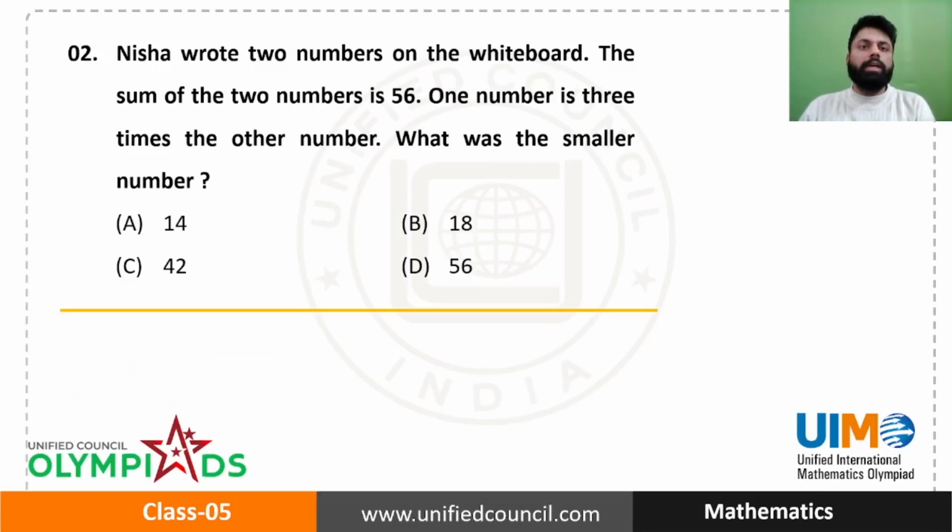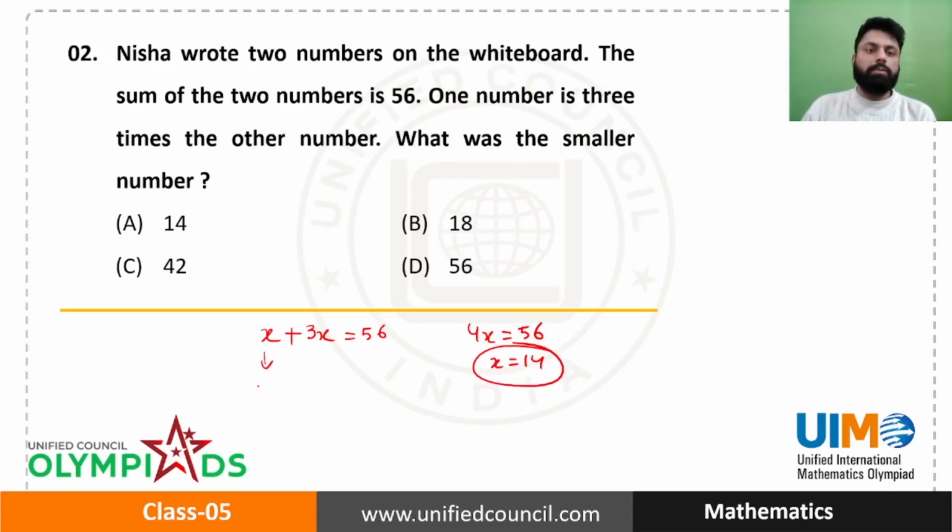Next one. Nisha wrote two numbers on the whiteboard. The sum of these two numbers is 56. One number is 3 times the other one. So if one number is x, another number is 3x, their sum is 56. So this implies 4x is equal to 56 or x is equal to 14. What is the smallest number? This is 14, this is 42. So smaller one is 14.